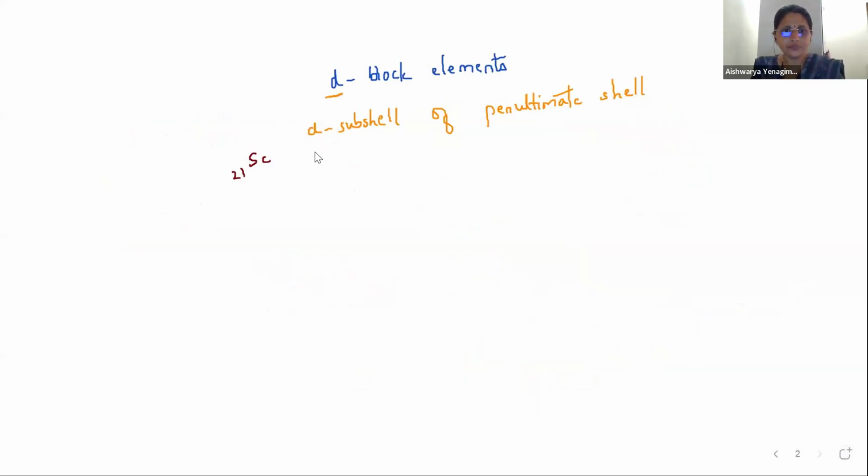You write the configuration 1s2, 2s2, 2p6. You all know how to write the configuration. 3s2, 3p6, 21 electrons should go. Then 4s2, 3d1. I hope you know how to write the electronic configuration.